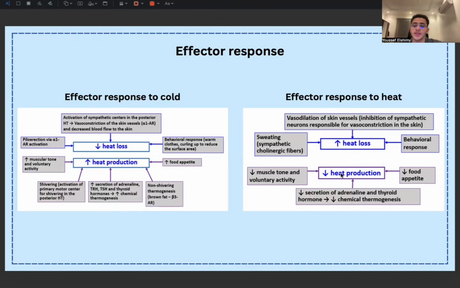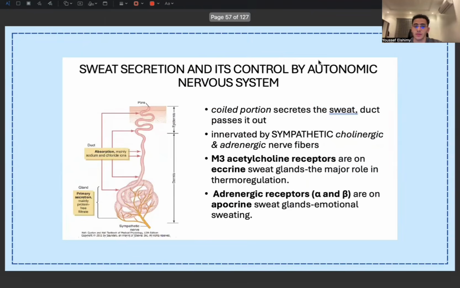Then we want to decrease the heat production. How can we decrease the heat production? We decrease the muscle tone activity. So instead of moving around, you just stay calm. You decrease the food appetite because food causes the food-induced thermogenesis. Also, there's decreased secretion of adrenaline as well as thyroid hormone. So this would overall decrease the chemical thermogenesis.